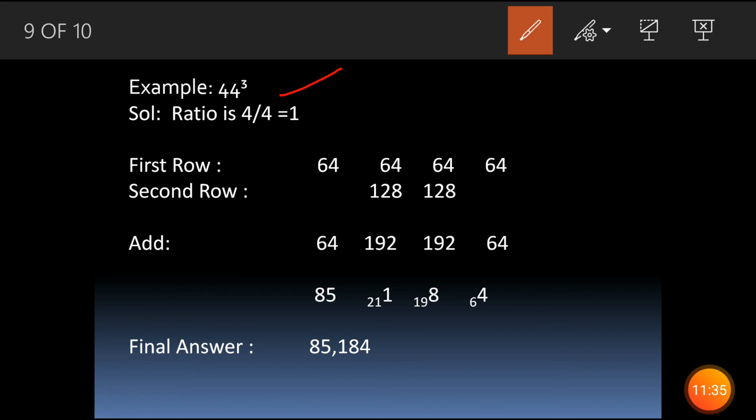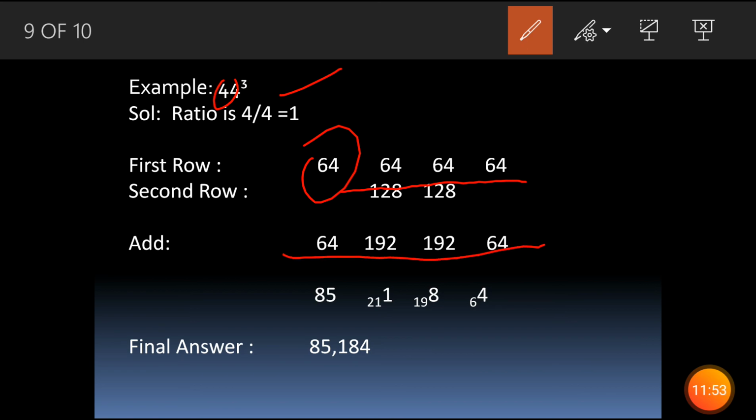Now the last example, that can also be a case if both the digits are same. It means the ratio is 1. So cube of the tens digit is 64. So as the ratio is 1, we are going to multiply it one time and after that write it 4 times. So 64, 64, 64, 64. Double of 64, 128 and double of 64, 128. So the addition is this.